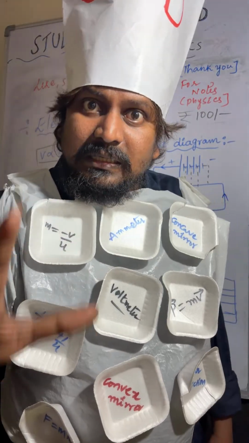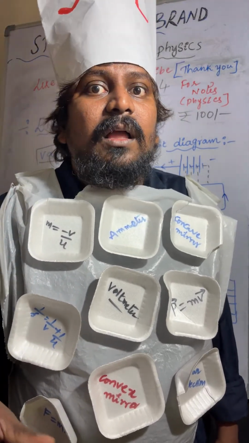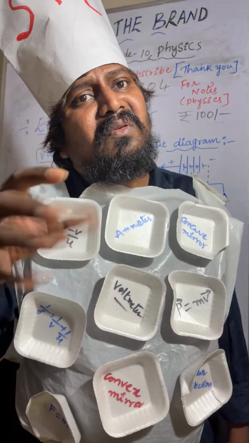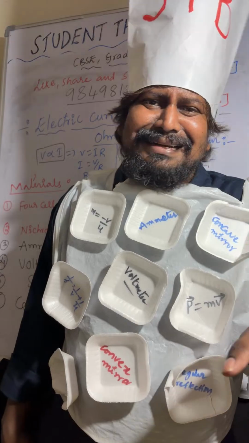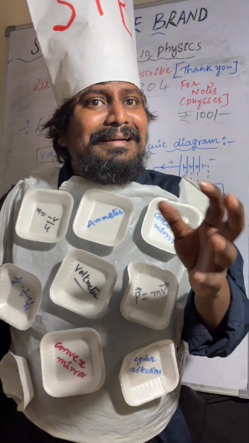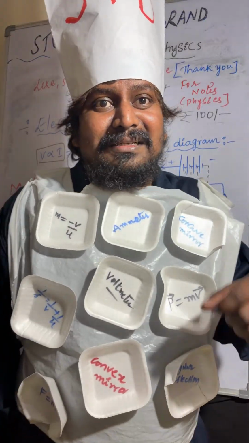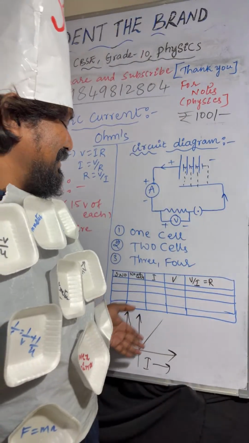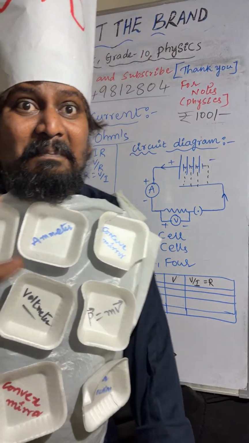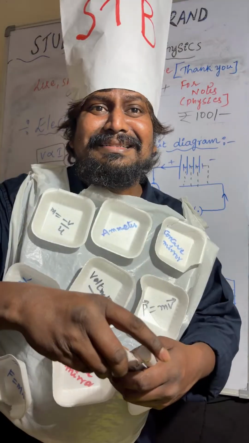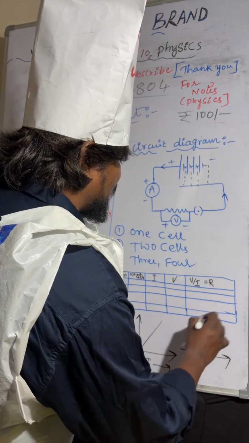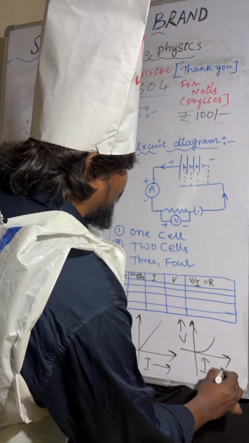The conductors which obey Ohm's law are called ohmic conductors. The conductors which do not obey Ohm's law are called non-ohmic conductors. For ohmic conductors, the graph is a straight line starting from origin. For a non-ohmic conductor, the graph is not a straight line, it is a curve. You can observe it here like this, V on the y-axis, I on the x-axis.